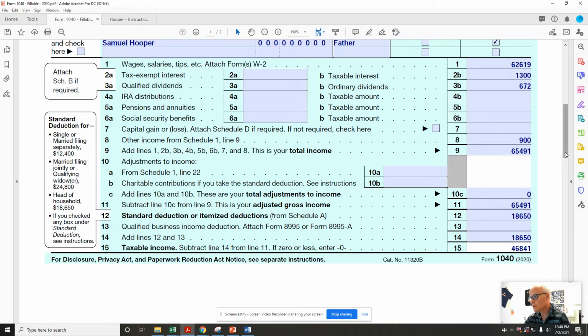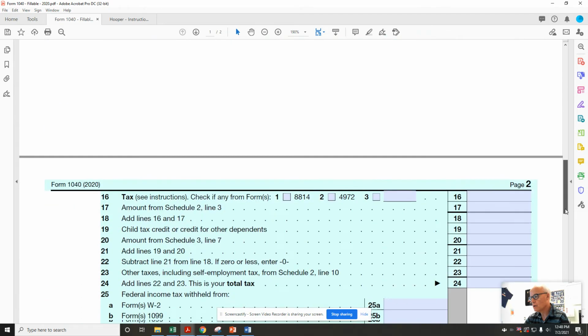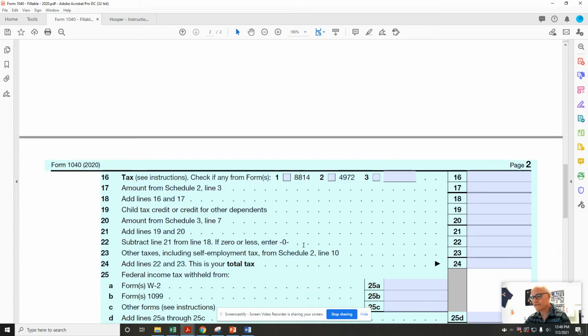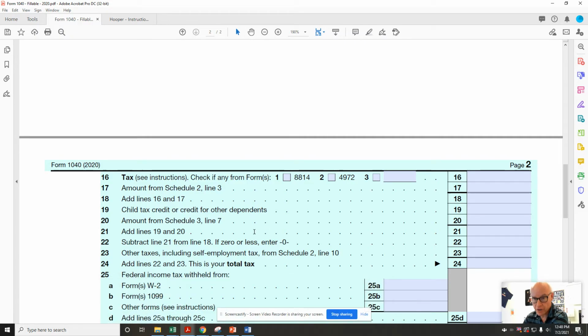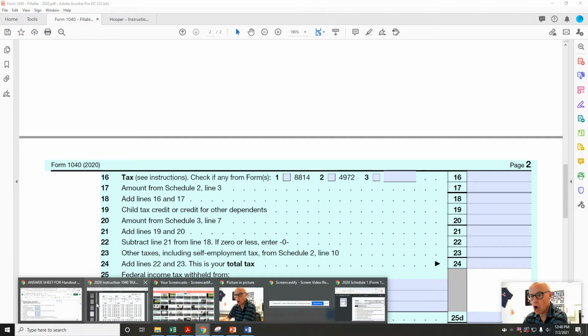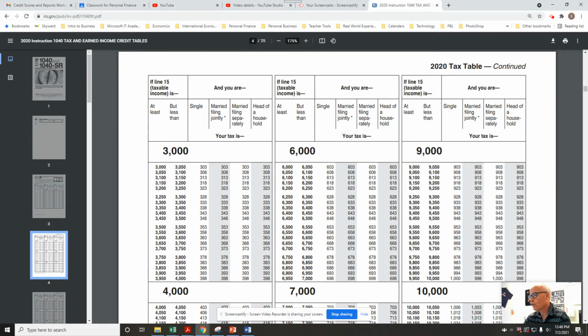46,841. Okay. Now we come over here to his tax on the next page. Boy, I'll tell you what, this 1040 is a lot easier than the old 1040, what we used to call the long form. 46,841. Now, if you notice, the head of household is going to be the last column.